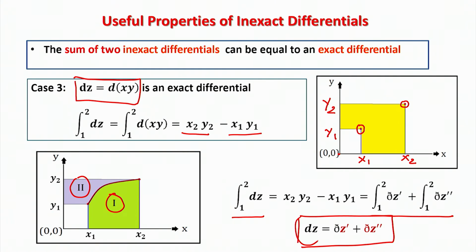On the left hand side here, I have an exact differential. And what do I have on the right hand side of this equation? I have a sum of two inexact differentials. So as you see, this is therefore demonstrated by using a very simple graphical representation.